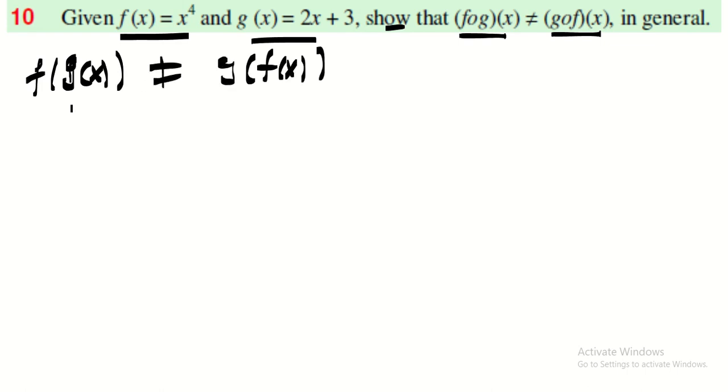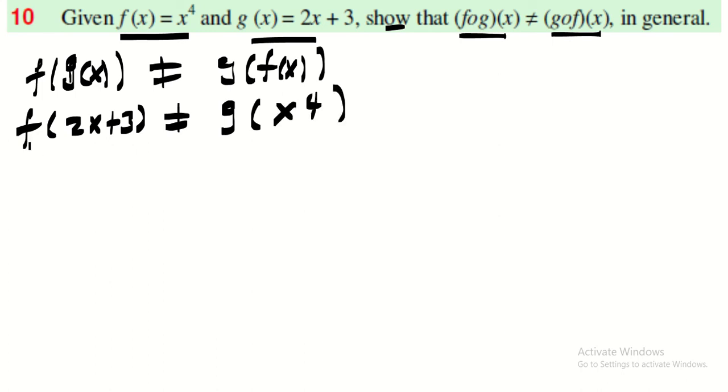That's our objective. Simply substitute: f of g of x, where g of x is 2x plus 3, is not equal to g of f of x, where f of x is x to the power 4. What does f do? It makes the power of 4. Anything you take as an input for f, it will make it the power of 4. So 2x plus 3 will be raised to the power of 4. That is what f does, whatever variable we input.